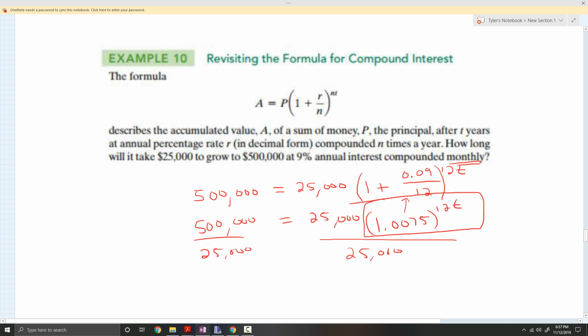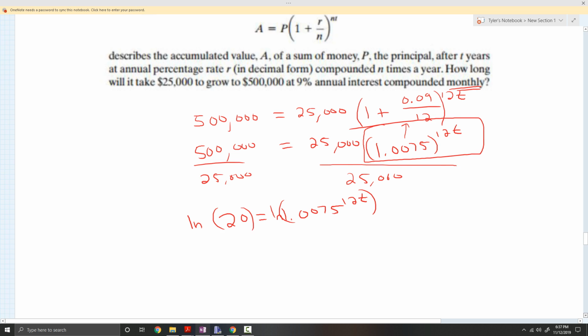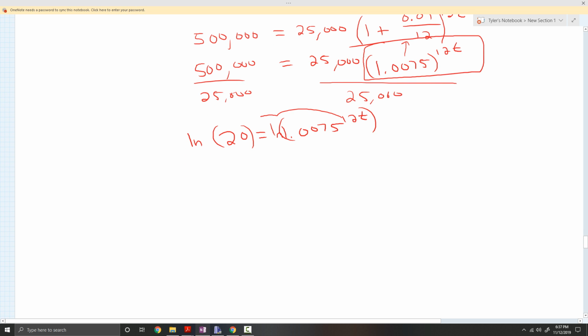So 500,000 divided by 25,000 is 20, right? So the left-hand side should be 20, and this is equal to 1.0075 raised to the 12t. So now what I can do is take the natural log of both sides, and then what that allows me to do is take this exponent out front as a product, right? So that would give me the natural log of 20 equals 12t times the natural log of 1.0075. And then we want to solve for t.